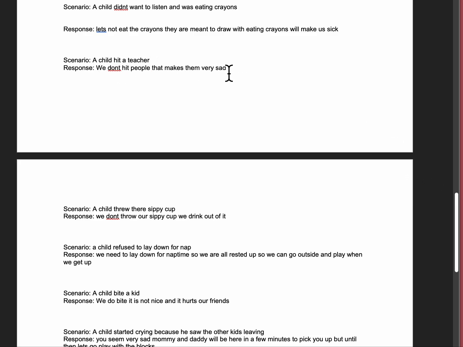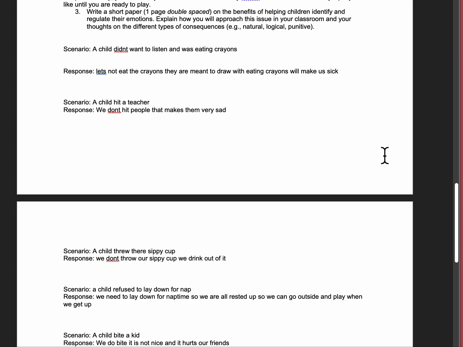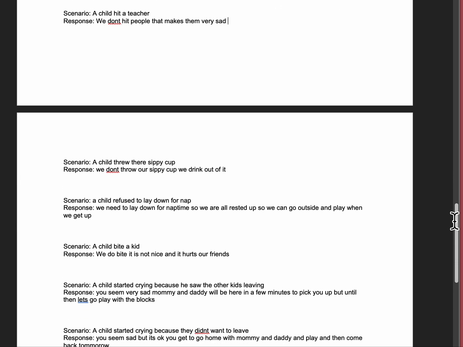And again, you have another example here. A child hit a teacher. We don't hit people. That makes them sad. Again, I don't imagine babies are hitting anyone. You may be referencing the toddlers there, and toddlers often do things like that. It's sort of normal for them, and there are ways to redirect them. So I would like you to look at that module again and think about that a little bit.